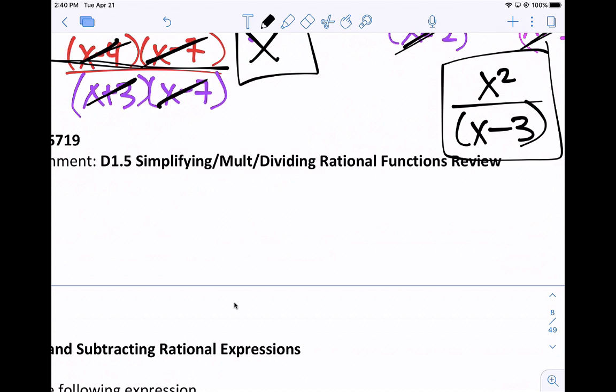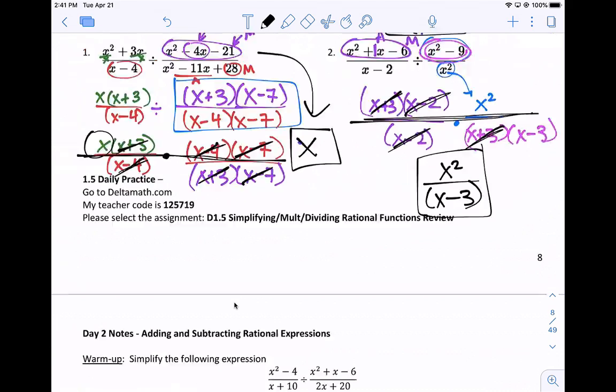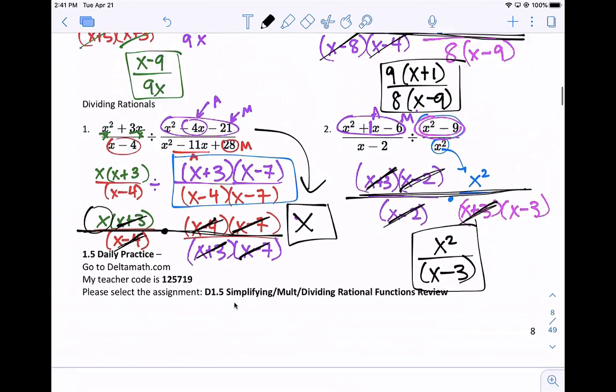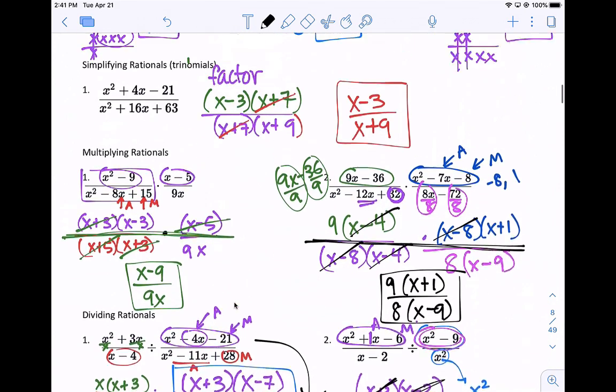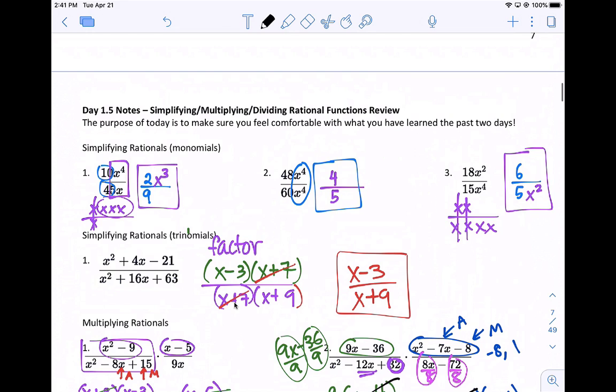You can check your answers, and if you have questions, stop into office hours. And remember, the quiz is coming up for this tomorrow.